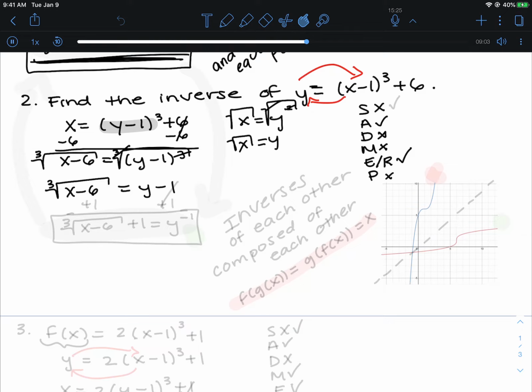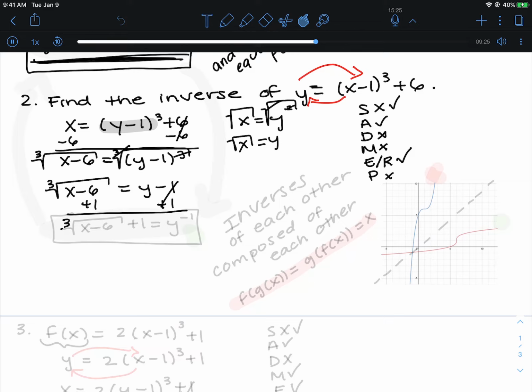Do I have parentheses? No. Do I have a subtraction? Yes. Is it in parentheses? No. Can I get rid of it? Yes. How? Opposite of subtraction is addition. So I'm going to add this plus 1. Now my question again is, does that plus 1 go inside of the radical or on the outside? Hopefully your answer to that question was on the outside.